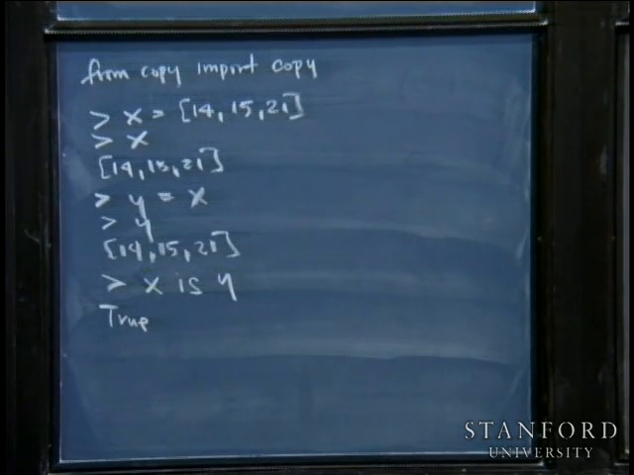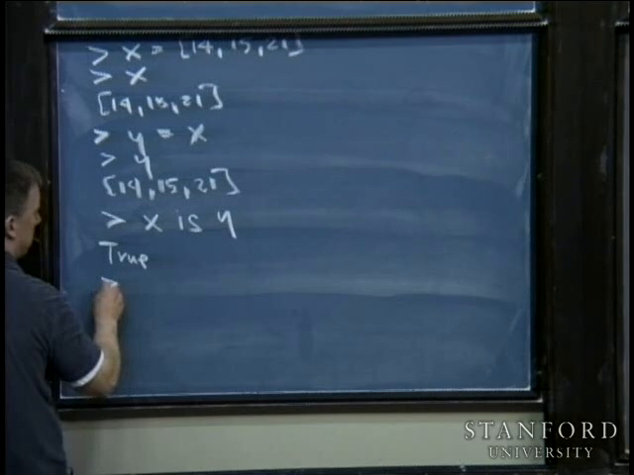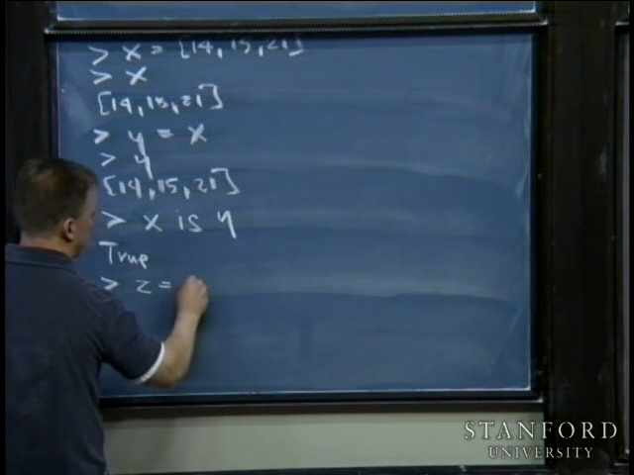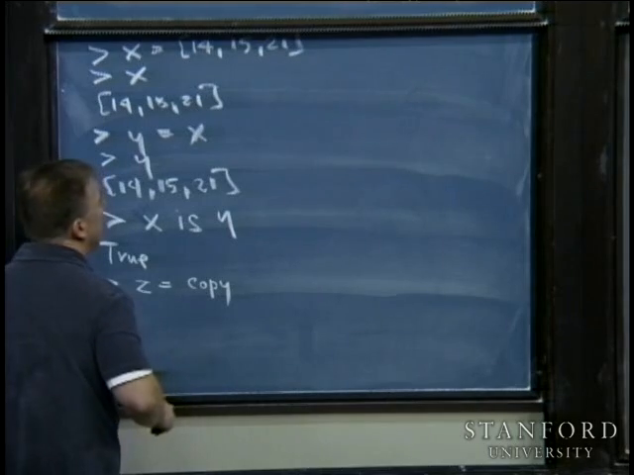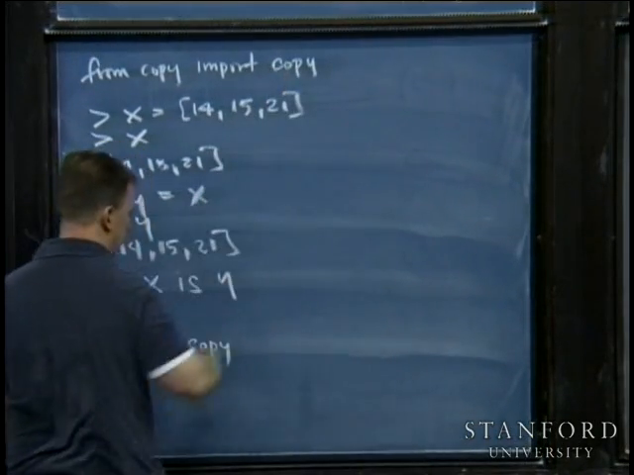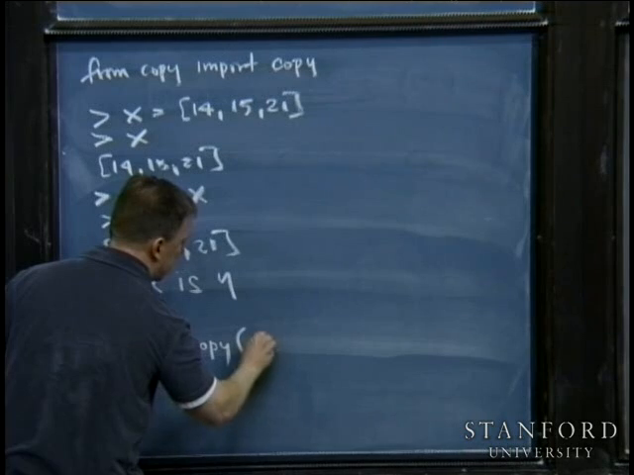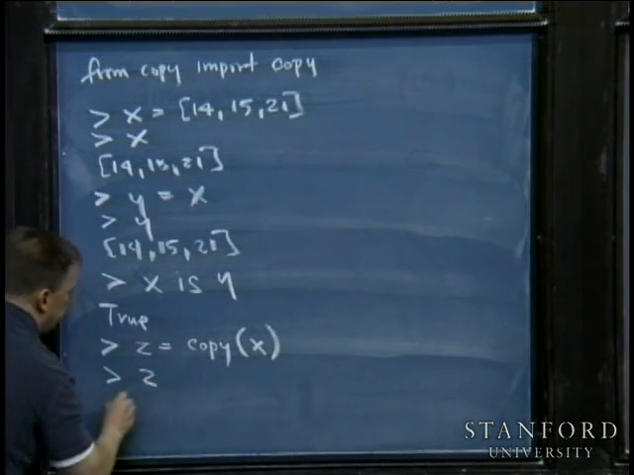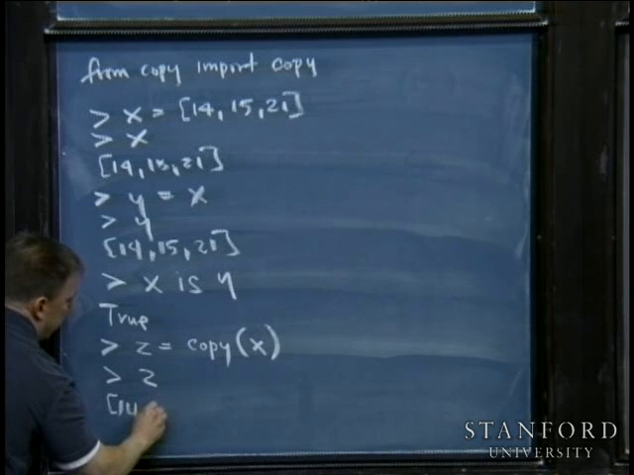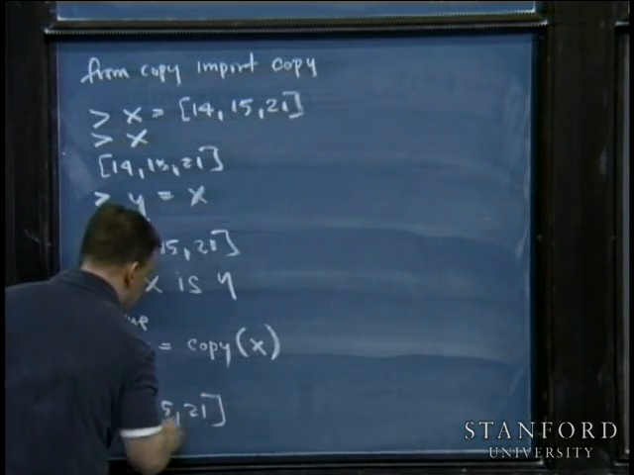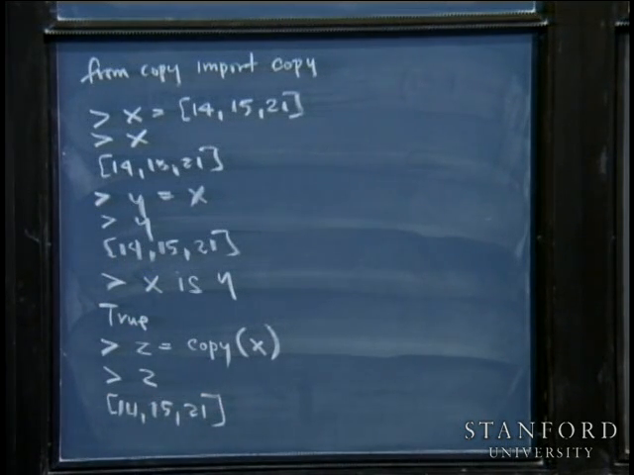Okay. If you want to make a clone of something because you want to make some changes to a data structure without it affecting the original, you can do that. Z is equal to a function called copy. It's this copy right there that does it, and I want to make a copy of X. Not surprisingly, Z is 14, 15, 21, but I'm out of room. But if I did Z is X, I would actually get a false back because they're memory independent, at least to some degree.